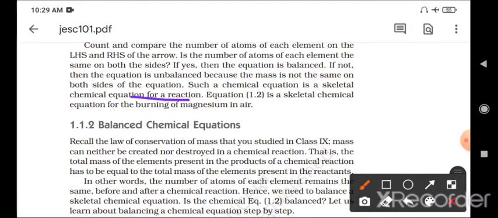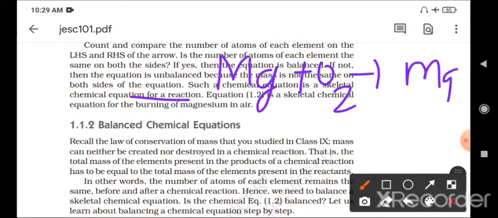Equation 1.2 is a skeletal chemical equation for the burning of magnesium in air. So what is your first activity 1.1 equation? Mg plus O2 gives MgO. So here magnesium is 1, there magnesium is 1, and oxygen is 2. But there oxygen is 1. Here the total becomes 3, there only 2. So this is not a balanced equation.